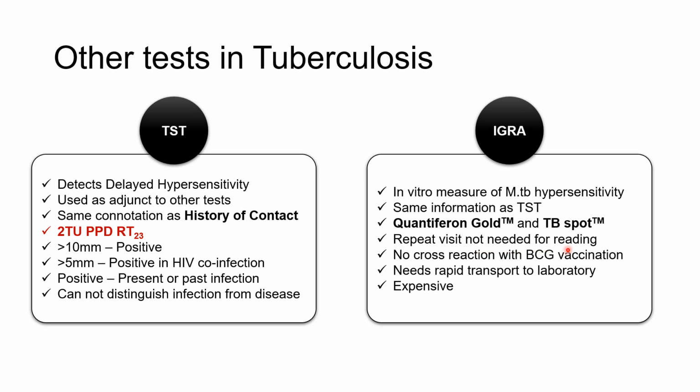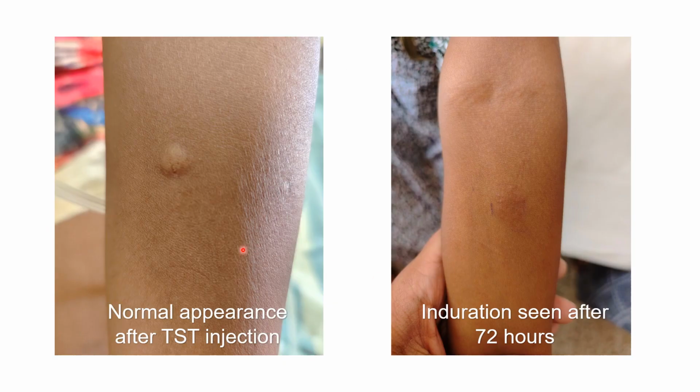Repeat visit is not needed for reading, because in case of TST the patient has to be visited again after 72 hours. No cross reaction with BCG vaccination can be seen, which is seen in case of tuberculin skin test. It needs rapid transport to the laboratory and it's an expensive test. So this is one example.